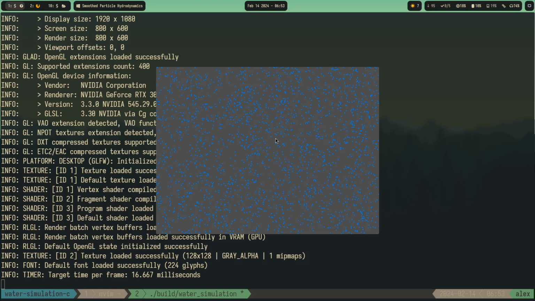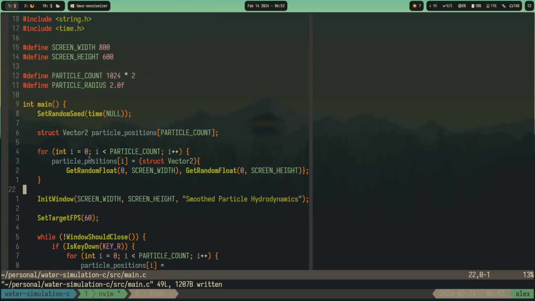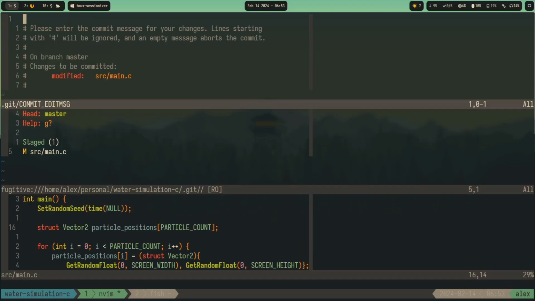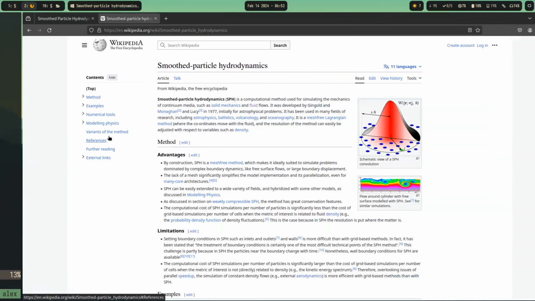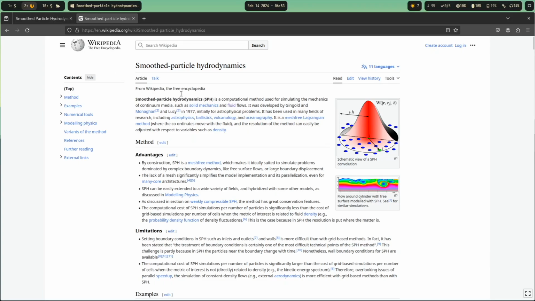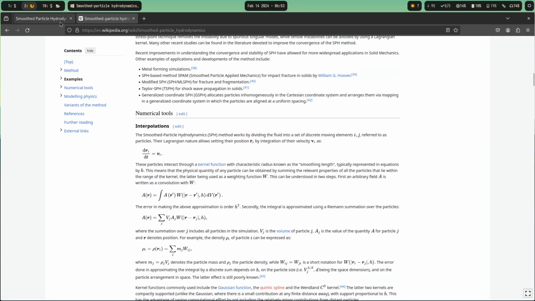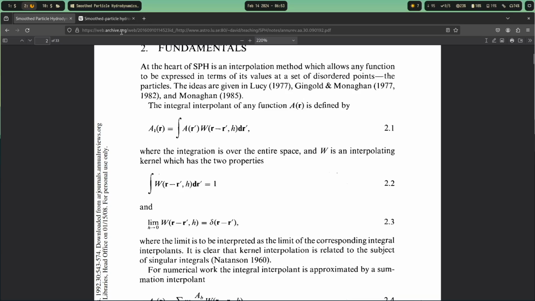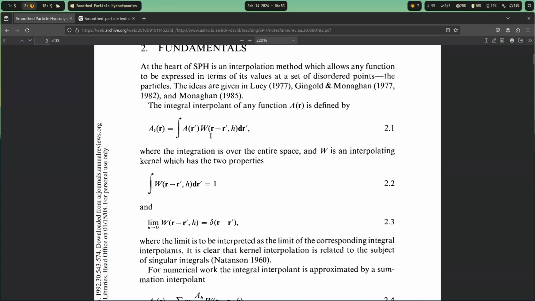simulation. And yeah, let's start from this point and then see where we can go from here, by using the paper. So right now we have only the positions as vector 2s. Let me just do a commit for the start of this part, and let's take a look at what we can actually do. So pretty much on Wikipedia and this PDF there are the same things. So yeah, let's go through this paper then.